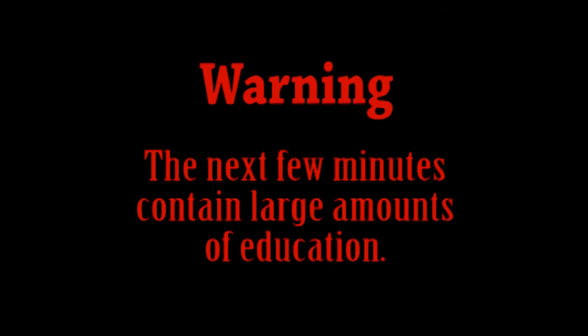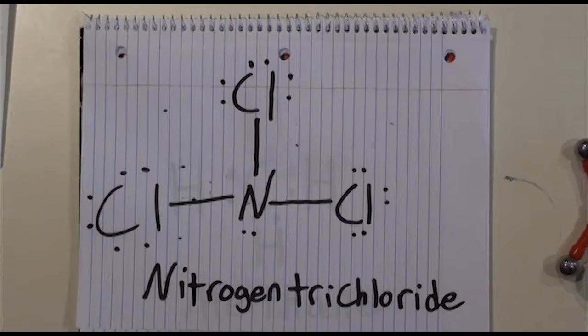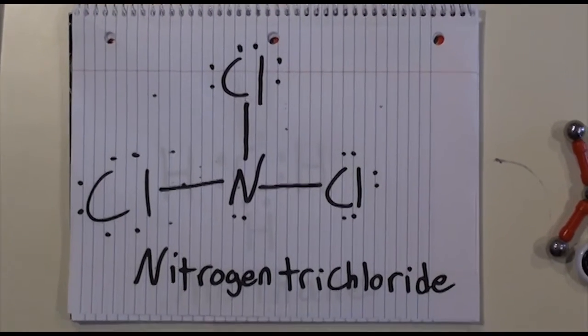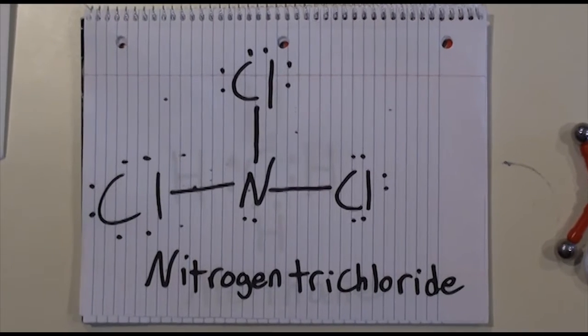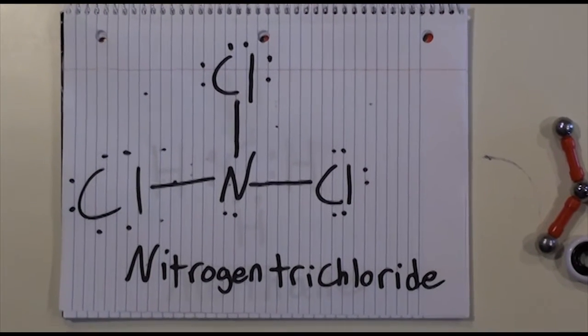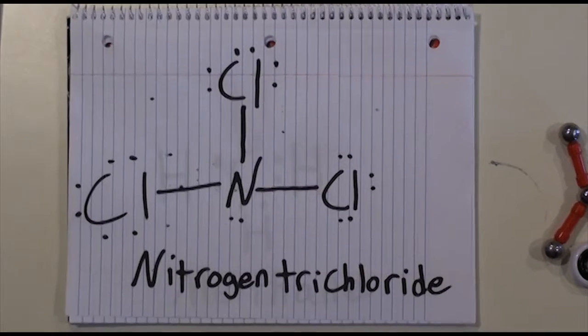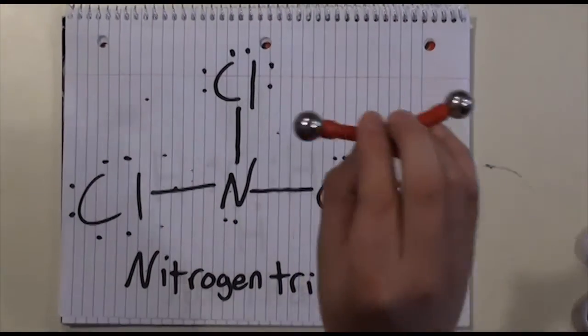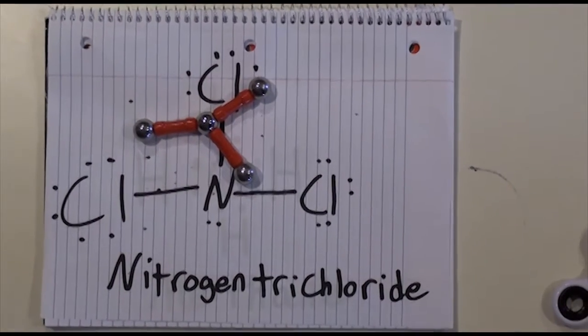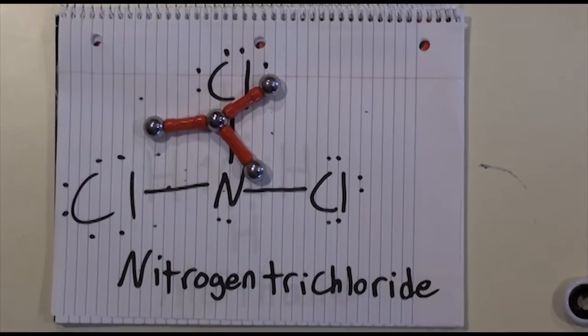Warning. The next few minutes contain large amounts of education. You have been warned. So, we are now on to how Lewis dot structures correlate with the Vesper Theory. What we have here in front of us is a Lewis dot structure of nitrogen trichloride, which, in its Vesper Theory mode, as a shape, would be a trigonal planar.